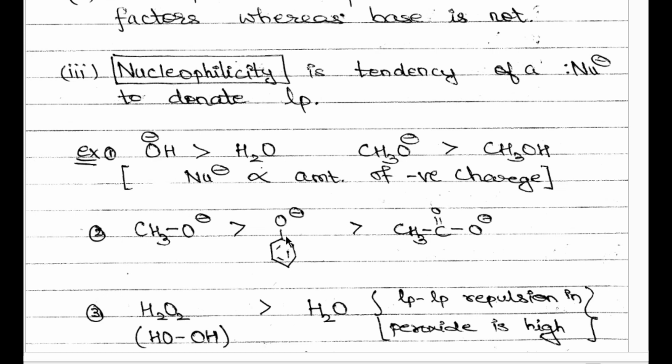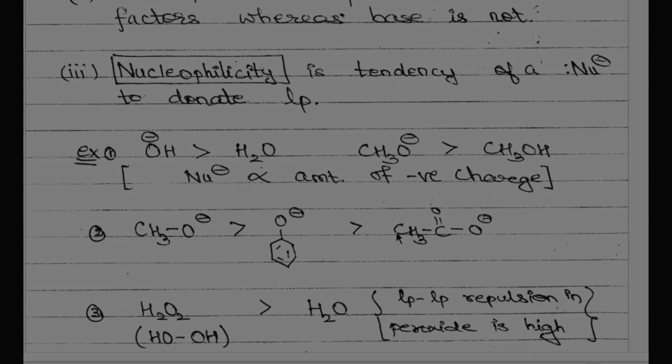So from this discussion, I can say that the negative charge on oxygen is highest in case of methoxide, and hence the tendency to donate the lone pair would be highest for methoxide. So methoxide is a stronger nucleophile than phenoxide and then acetate ion. So again here nucleophilicity parallels basicity.